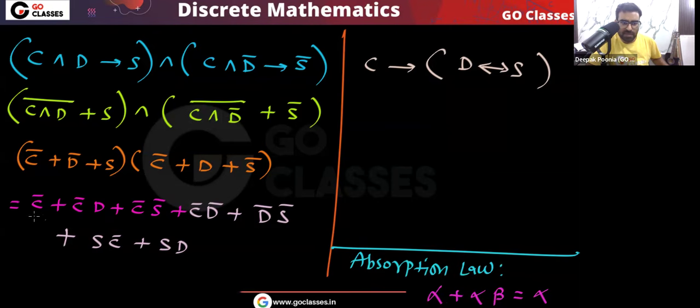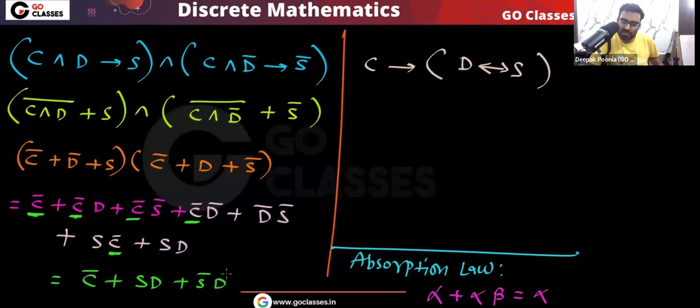So here you can see we have C bar. This is alpha. C bar is the alpha. Here also alpha, here also alpha, here also alpha. So all these things I can simply replace with C bar. What else do I have? I have SD or S bar D bar. So this is what I got.